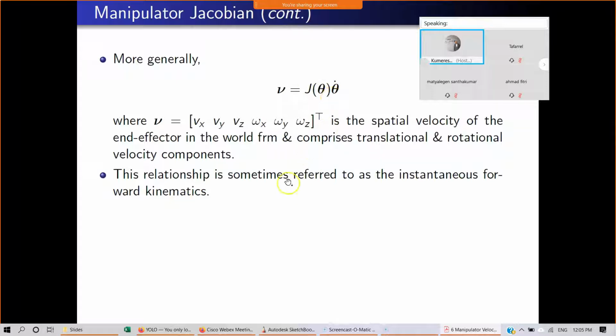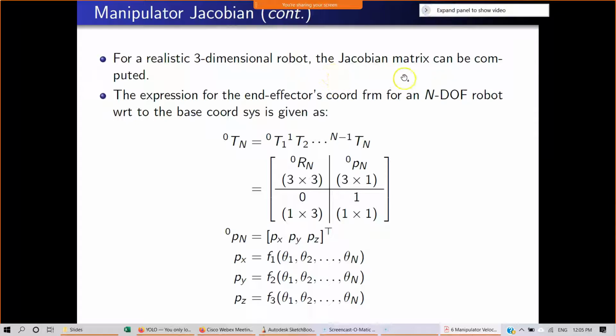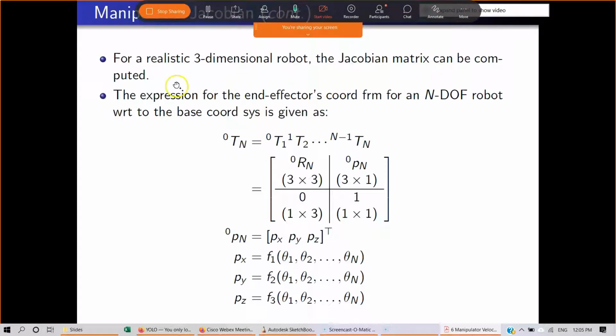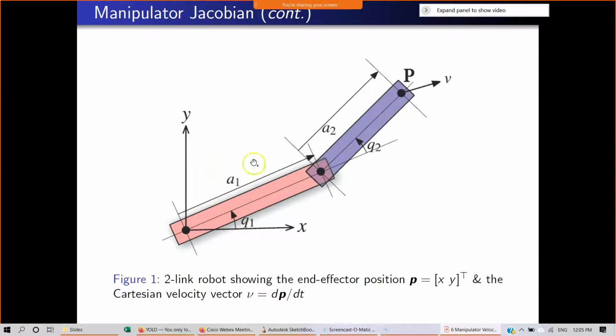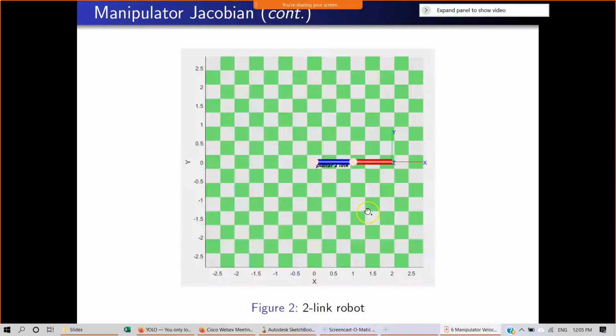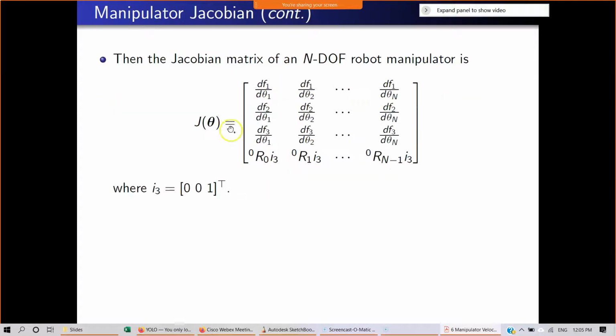Okay. So at this point, you have to know that the Jacobian matrix relates joint angular velocity to the spatial velocity. So for a realistic three-dimensional robot, the Jacobian matrix can be computed. This one is just an example, okay? This one is just an example for a two-dimensional robot, right? It has 2 links. But for a robot that works in three-dimensional space, the Jacobian matrix can be computed by this equation.